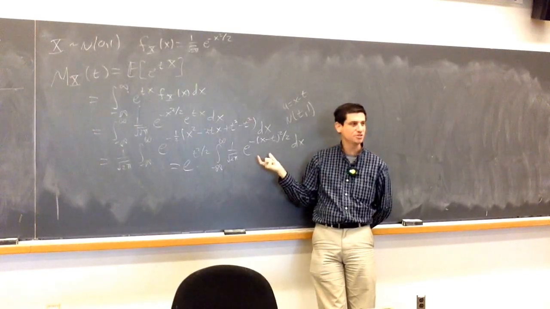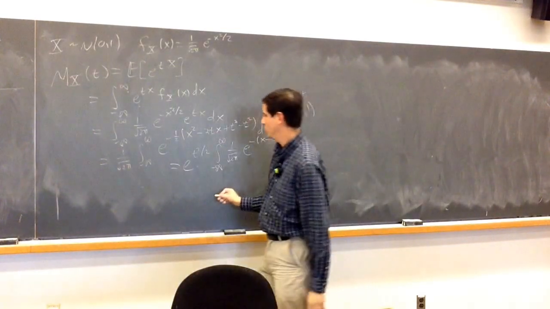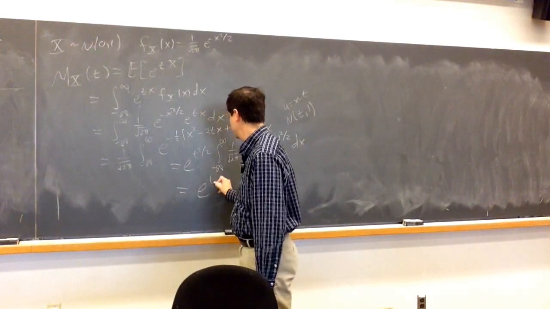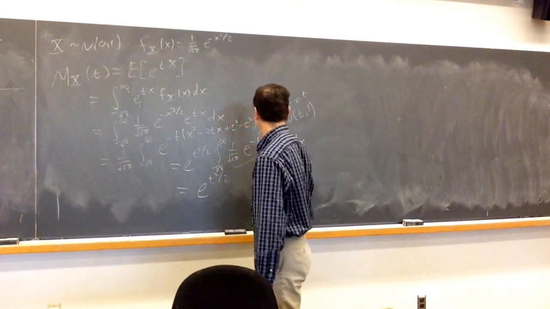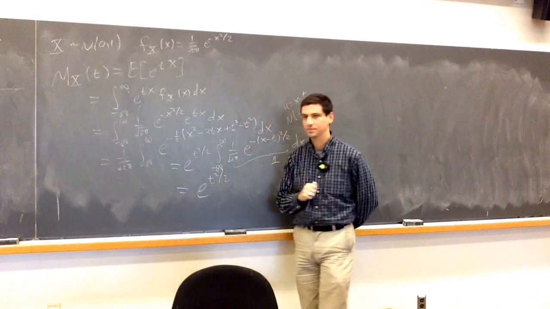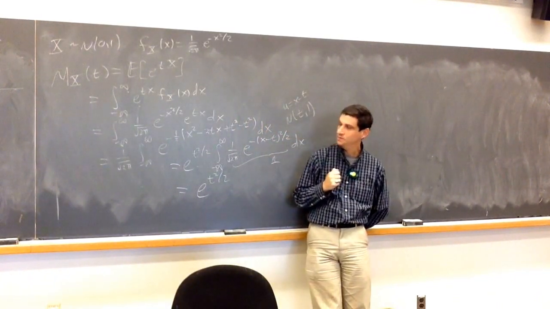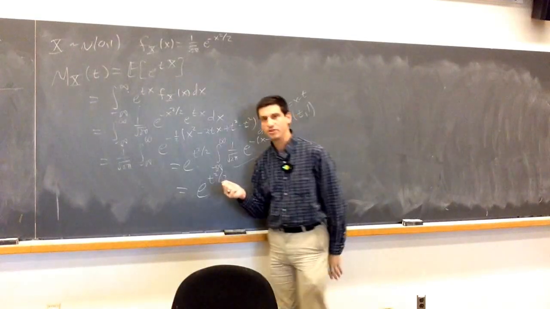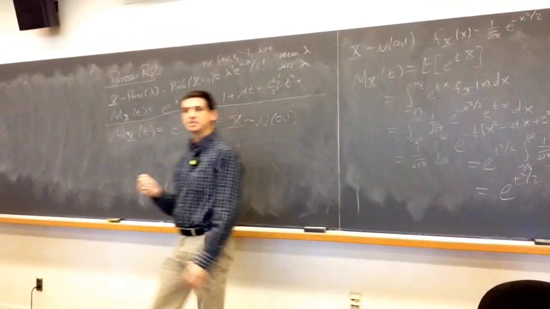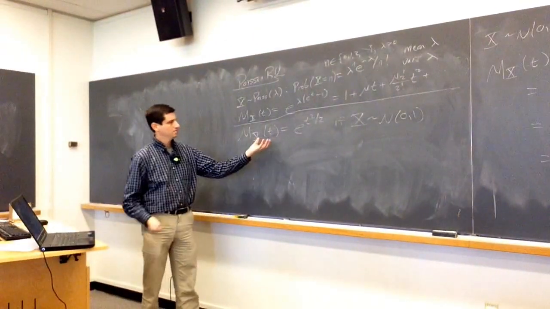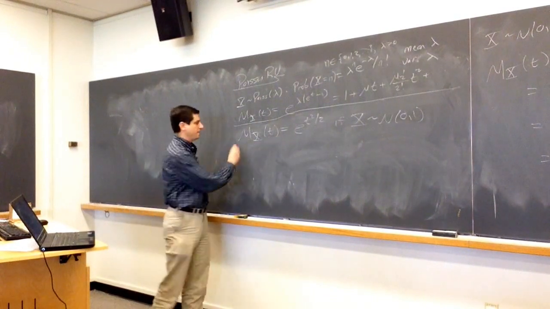We know what this integral is. It's just 1. So we then get e to the t squared over 2, because this is just 1. And that's the claim. So we claimed that the moment generating function of the standard normal is e to the t squared over 2. So that's our next fact over here.